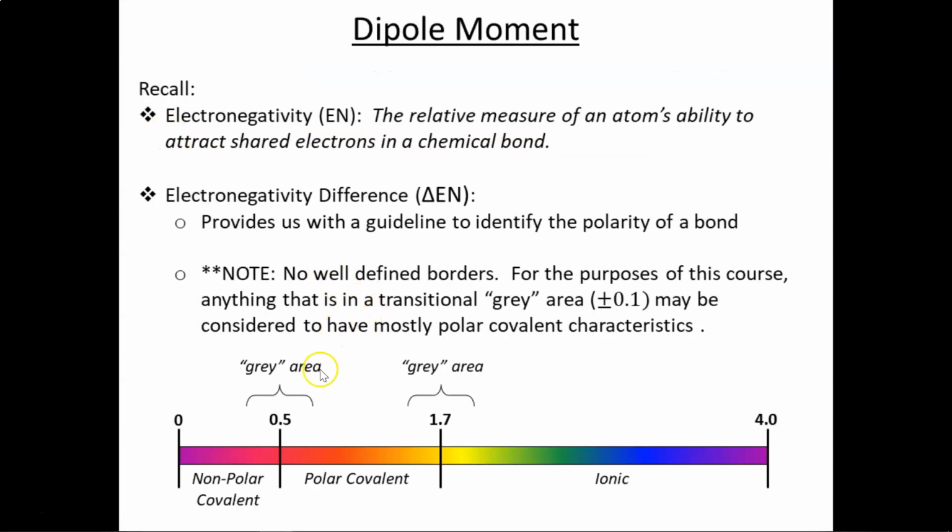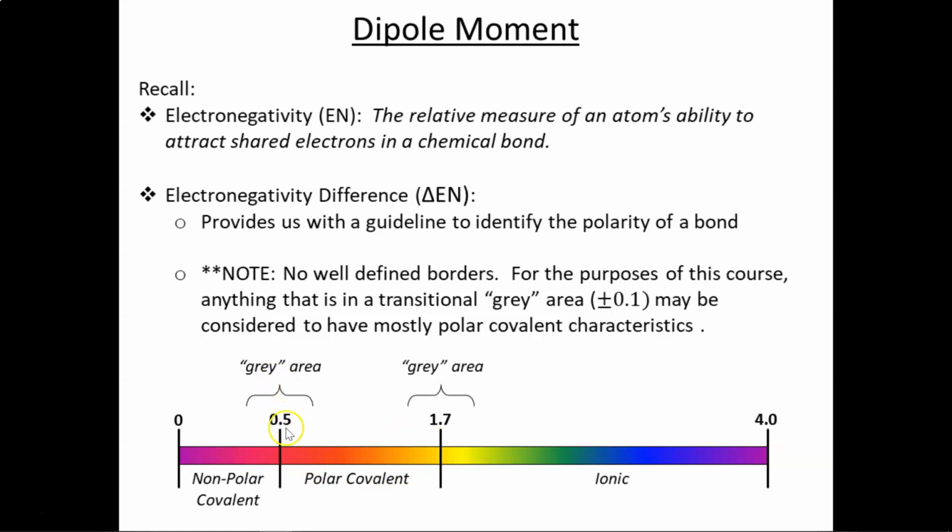But again, please keep in mind that these values, 0.5 and 1.7, they're arbitrary. If you look at a different textbook, you'll see different numbers. They are just there to give us a guideline of when we'll start to see polar covalent properties, when we'll start to see ionic properties. Just like this color spectrum over here, I know where yellow is. Well, I know where nonpolar covalent is, I know where ionic is. But where exactly does the yellow start? Some might say here, some might say here, well, same thing.